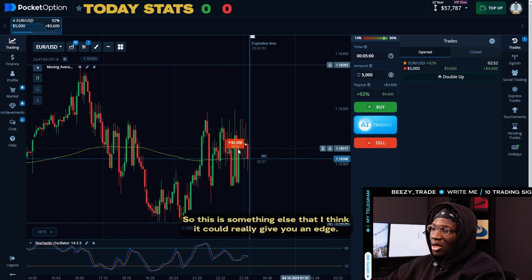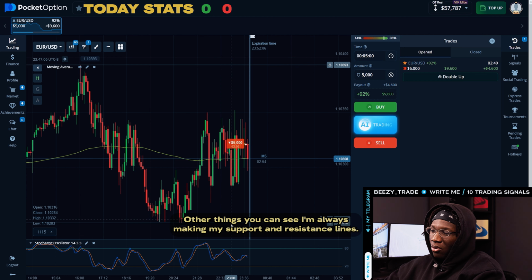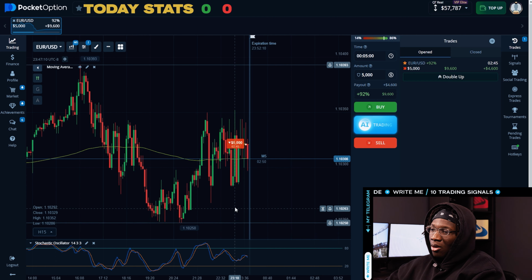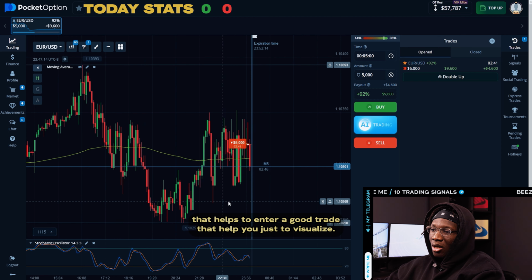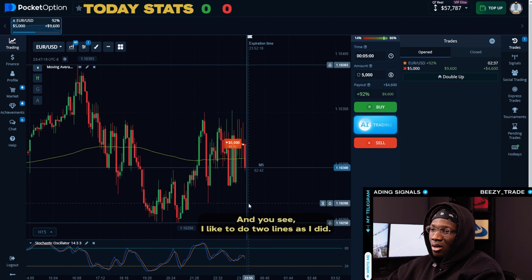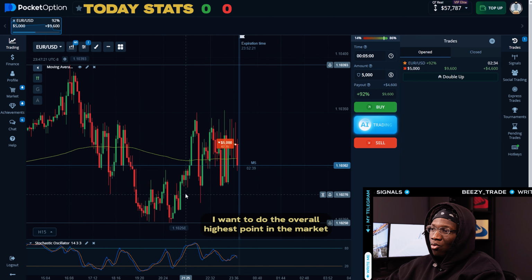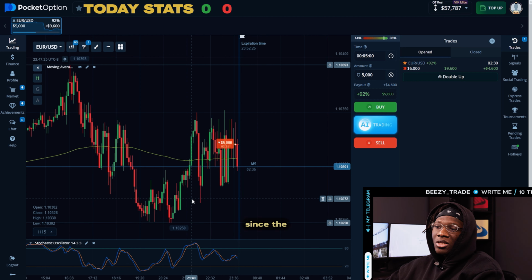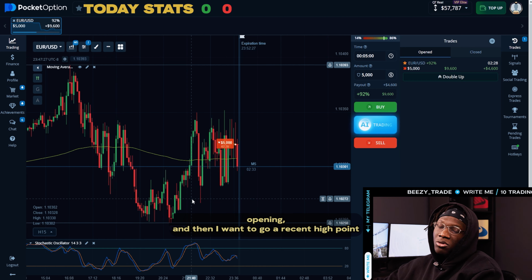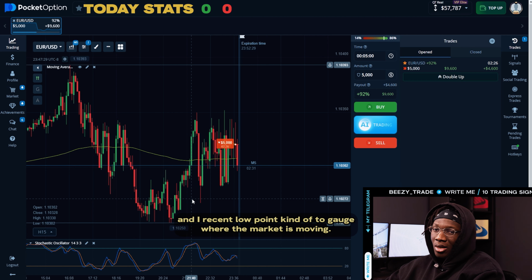So that's just something else that I think could really give you an edge. Other things, you can see I'm always marking my support and resistance lines. While they are not the only thing that helps to enter a good trade, they help you just to visualize. I like to do 2 lines as I did. I want to do the overall highest point in the market since the opening, and then a recent high point and a recent low point, kind of to gauge where the market is moving.